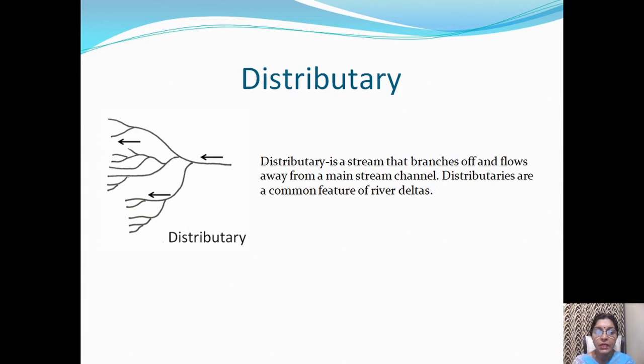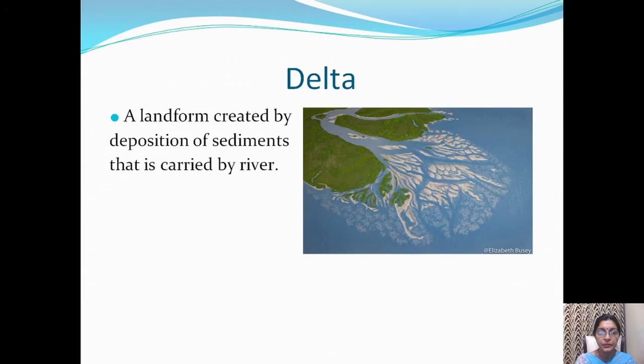Distributary. Distributary is a stream that branches off and flows away from the main stream channel. Before reaching the sea, the main river divides into numerous channels. These channels are known as distributaries. Hooghly is a distributary of river Ganga.